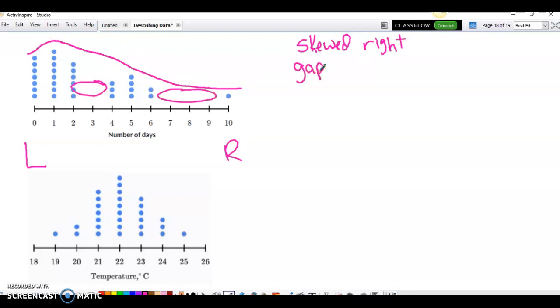We've got gaps at 3, or gaps at 2 to 4, and gaps at 6 to 10. Okay, so we've got some holes right there. It looks like we have an outlier. Yep, we've got an outlier at 10 because he's way out here. This guy, he's my outlier.